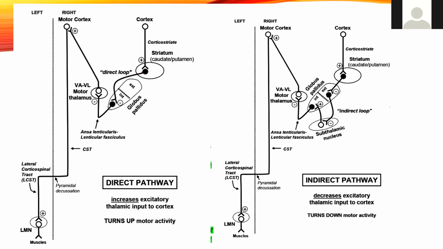medium spiny striatal neurons. This will have an effect to inhibit it. This will inhibit the effect of the globus pallidus on the thalamus, and the thalamus on the ventral anterior and ventral lateral motor thalamus. Hence, the consequence of this pathway is to increase the excitatory thalamic input to the cortex. That is, it will turn up motor activities.